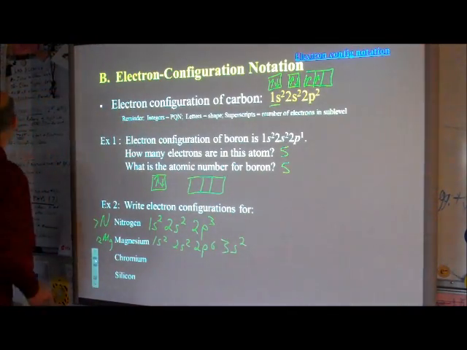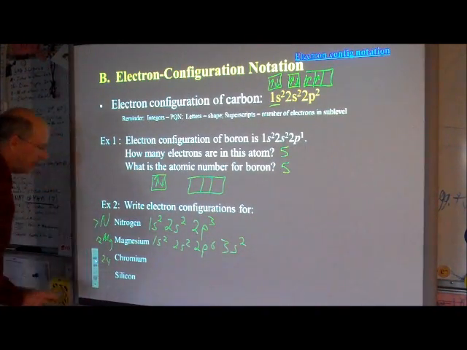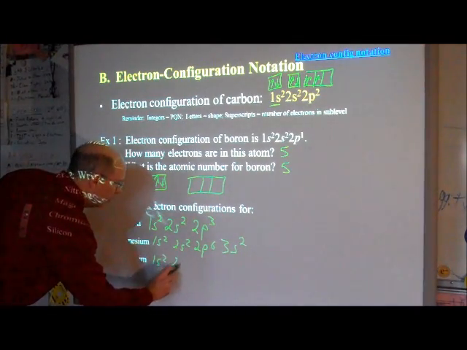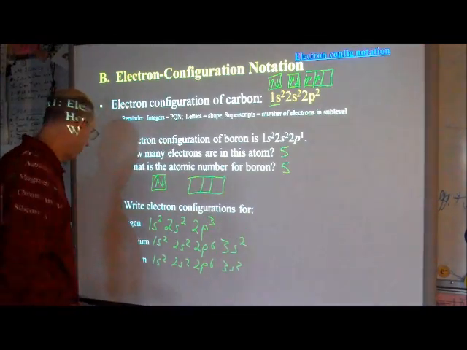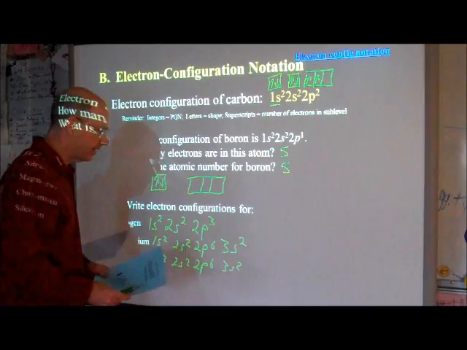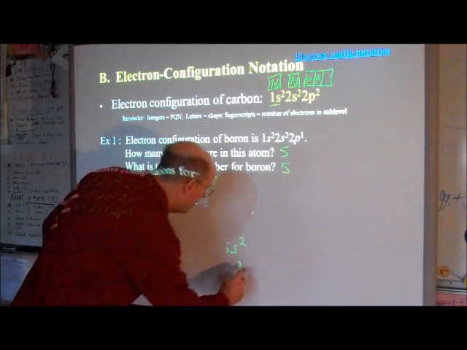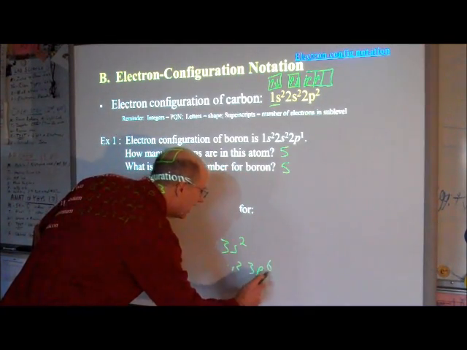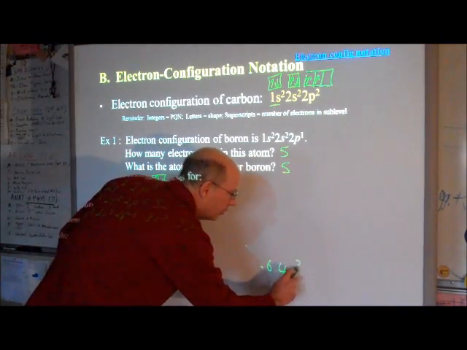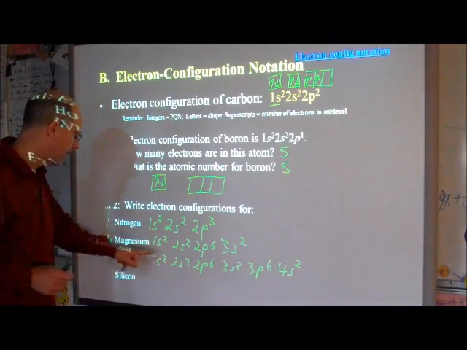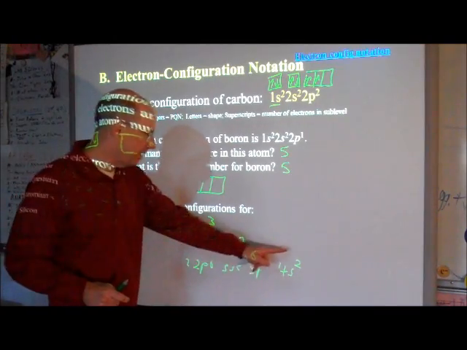How about chromium? That's a little bit tougher. Chromium, Cr, has 24 protons. 1s2, 2s2, 2p6, 3s2. We're at 12 so far. We need 24. We're halfway there. What comes after the 3s? After the 3s comes the 3p. I'm looking right here at my cheat chart. 3p6. And then after the 3p comes the 4s. I can only put 2 electrons in the 4s. Let me count up how many I have: 2, 4, 10, 12, 18, 19, 20. I need 24.